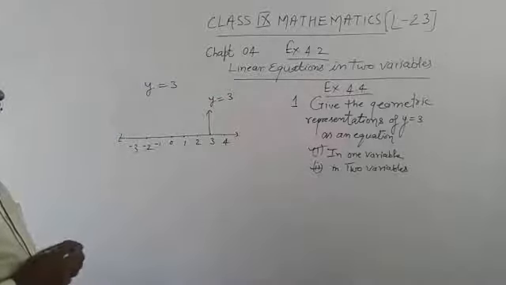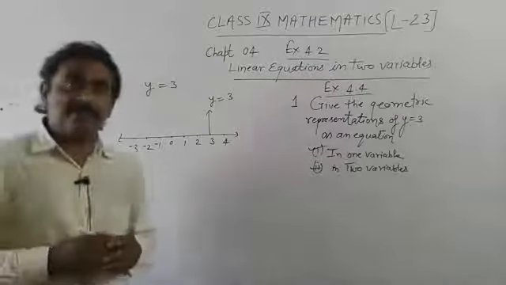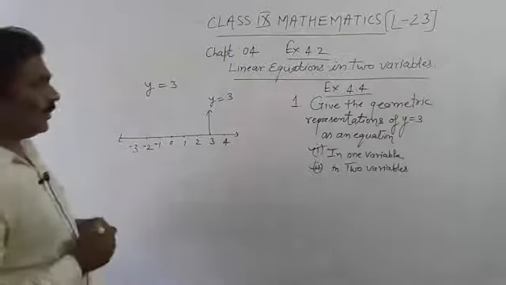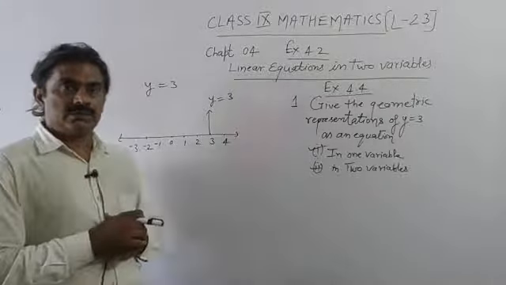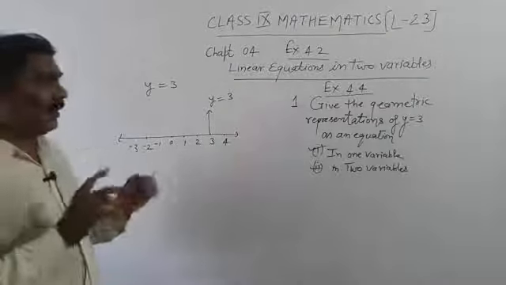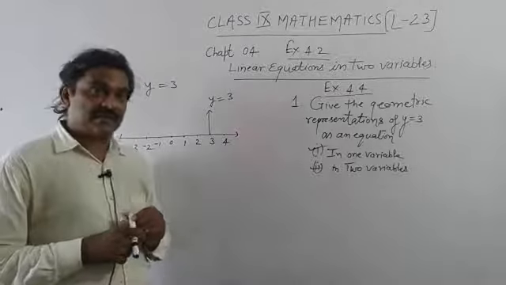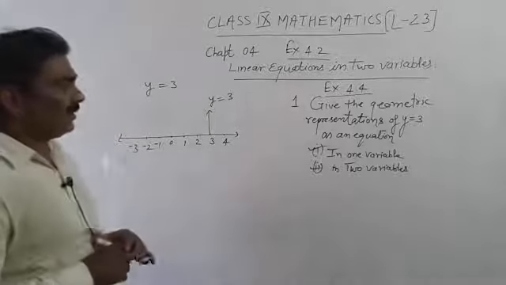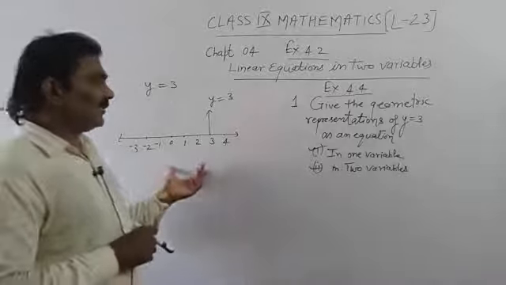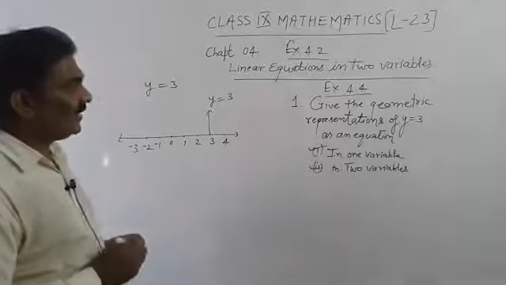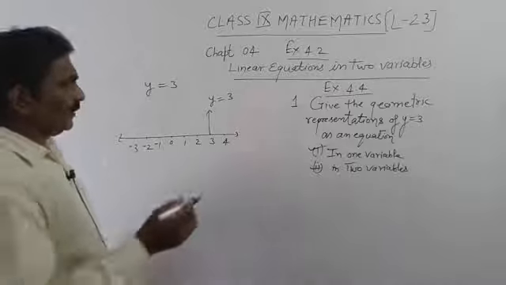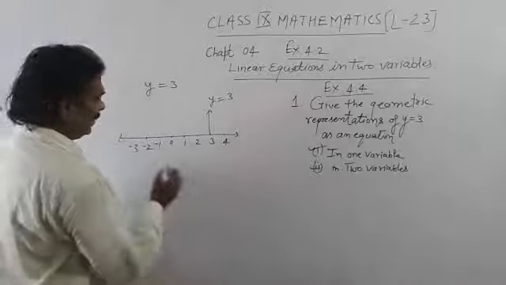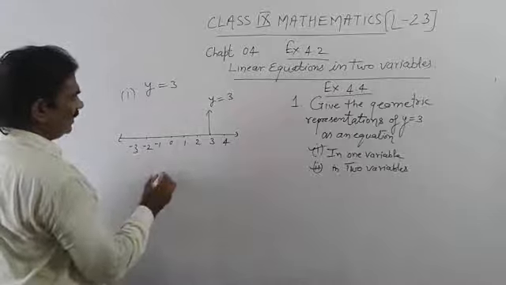Generally in the Cartesian plane we take the vertical line as the y-axis and the horizontal line as the x-axis. So this is the representation of y = 3 in one variable. This is the first part. Now we take two variables.